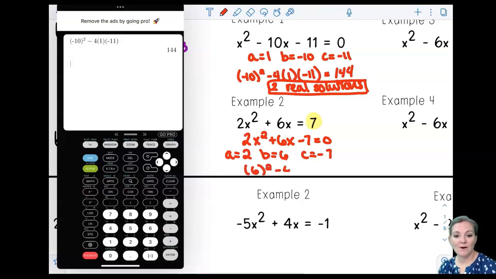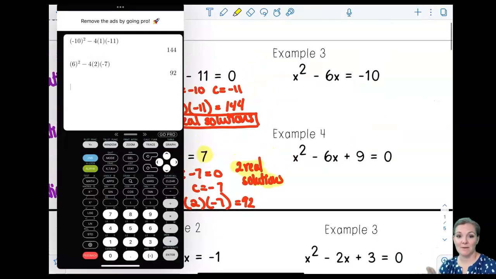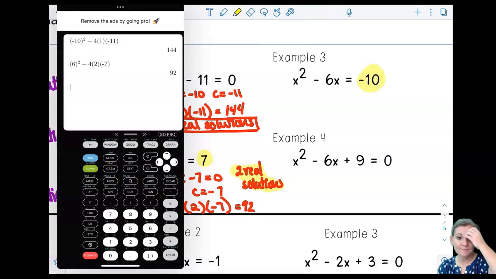b squared minus 4ac, so 6 squared minus 4, parenthesis 2, parenthesis negative 7, using that good old calculator. So 6 squared minus 4 times 2, and then parenthesis negative 7, I get that my discriminant is 92, which is greater than 0, meaning I have two real solutions. That's it. Really easy. But again, it's not telling me what my solutions are, it's just telling me how many of them I have. Again, example 3, it does not equal 0, so I need to move that 10 over. It is a negative 10, so you're going to end up adding the 10 to both sides.